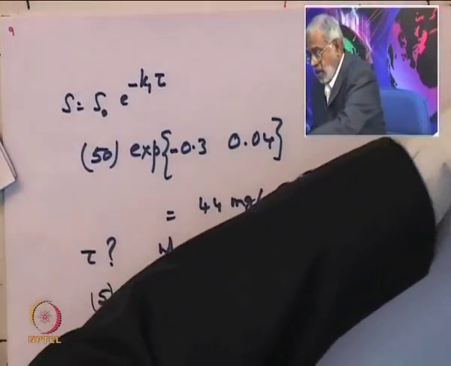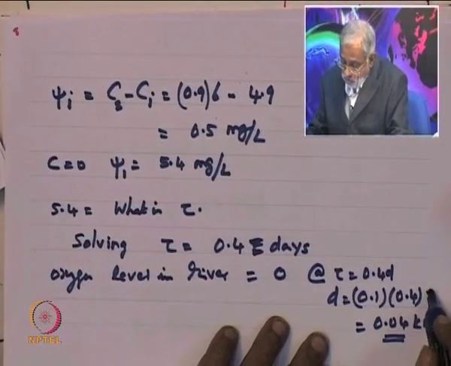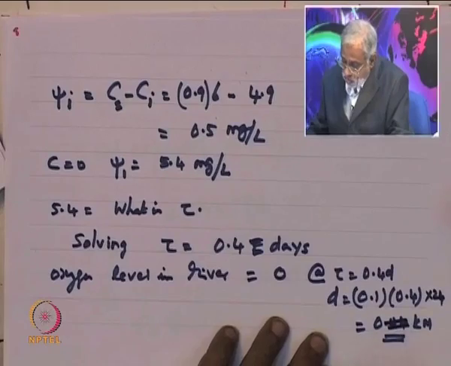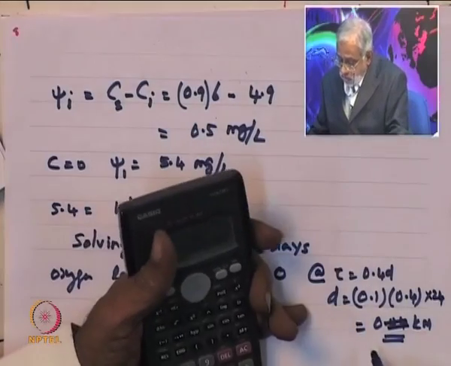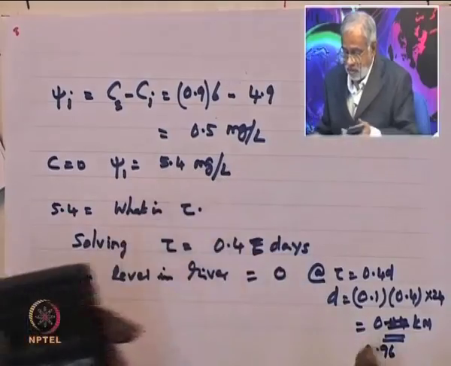There is a small error here, let me correct this for you. I have to multiply this by 24, I forgot. So, when I multiply this by 24, this becomes about 0.96 kilometers. Okay. All right. So, let us just cut the long story short.